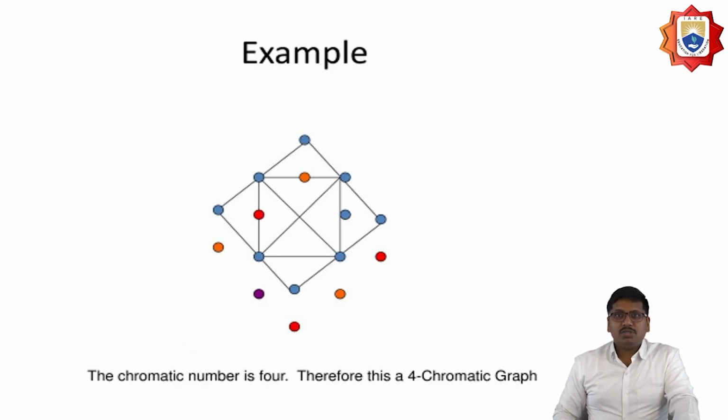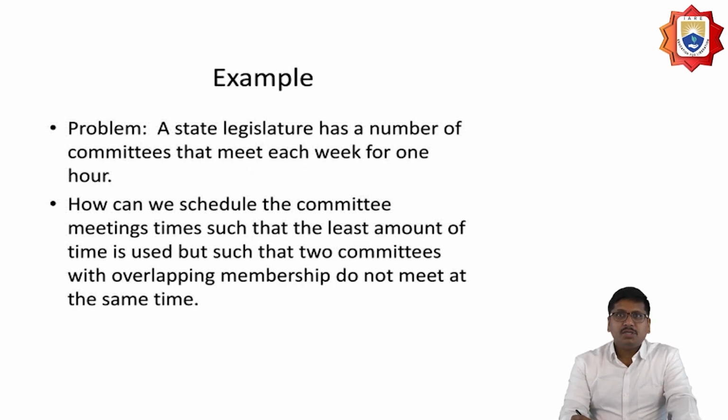For example, this should be the graph, which should be four chromatic. Let us consider a problem here. A state legislature has a number of committees that meet every week for 1 hour. How are we going to schedule the committee meetings such that the least amount of time is used, but no two committees with overlapping membership meet at the same time?